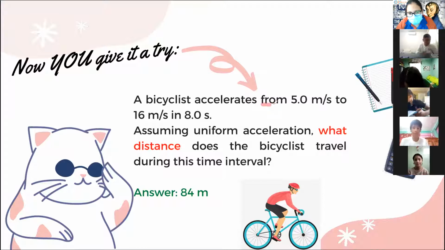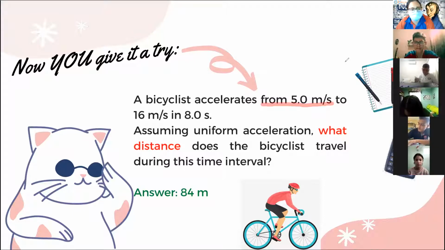When it says from 5 meters over second, what do I mean by that? What kind of data is that? Is it time? Is it initial velocity? Is it final velocity? Is it distance? What is it? Initial velocity. So initial velocity, that is right.